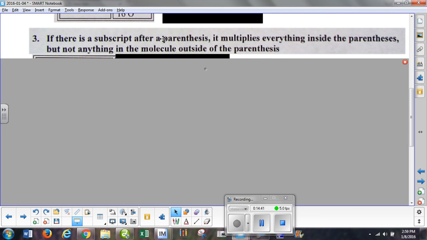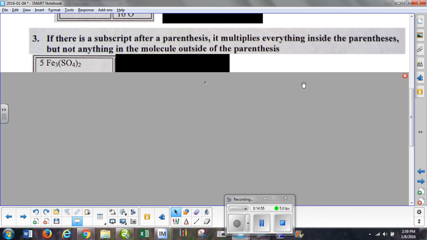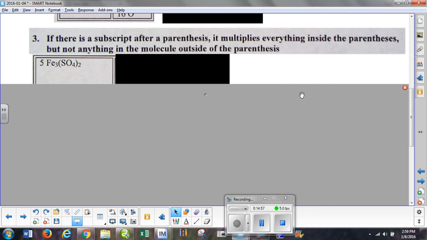This is the one that's going to be the most difficult. If there is a subscript after a parenthesis, it multiplies everything inside the parentheses, but not anything outside of the parentheses. So let's look at iron sulfate. And actually this is iron 2 sulfate, the way we would say the name of this one.